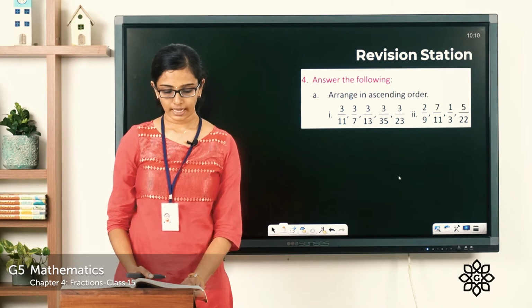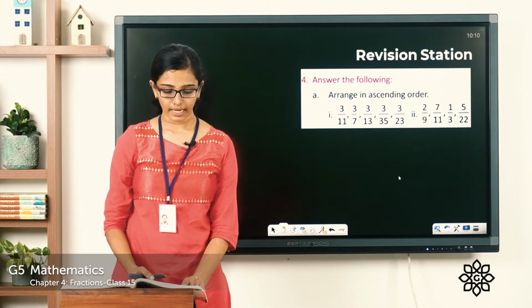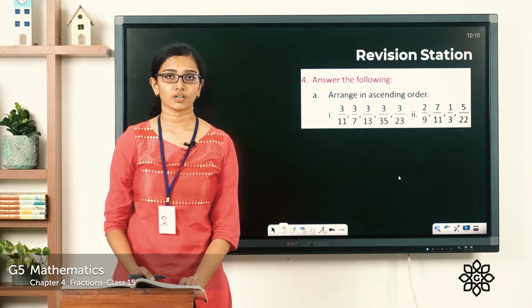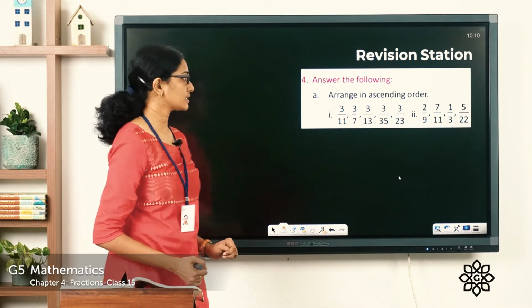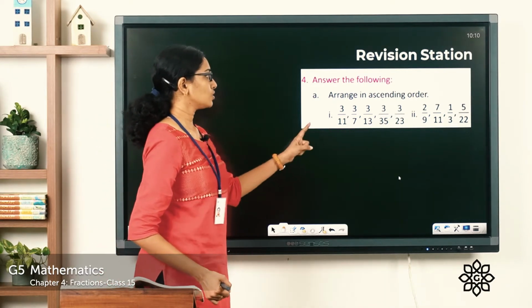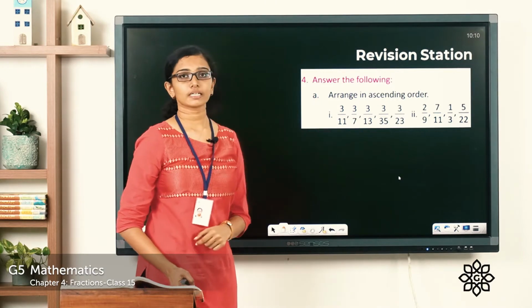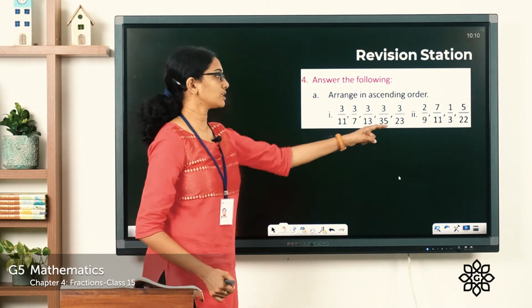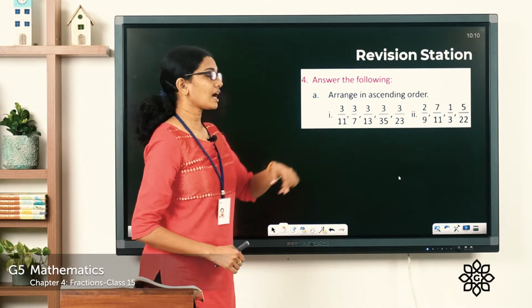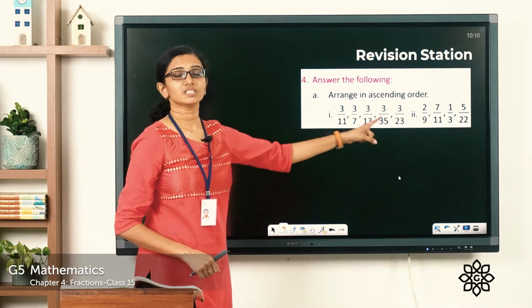The fourth one, answer the following. Question A, arrange in ascending order. And you have two sets of questions there. In the first set, you can see all the numerators are the same, but the denominators are different. These are unlike fractions with the same numerators.